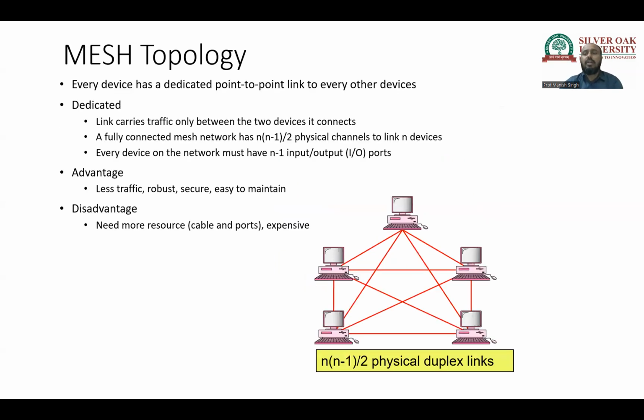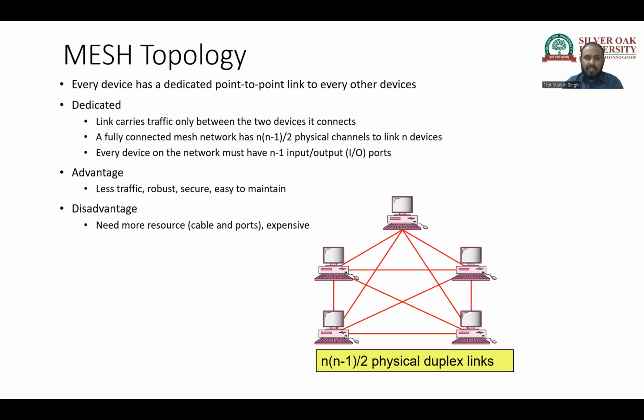Now we move to the next topology, that is called mesh topology. From the name mesh, or you can see in the figure how a mesh network looks like. In the previous slide, you have seen star topology. In this slide, you have seen mesh topology. In star topology, all the devices are connected via hub, but not in a mesh topology. They are connected directly using a dedicated link.